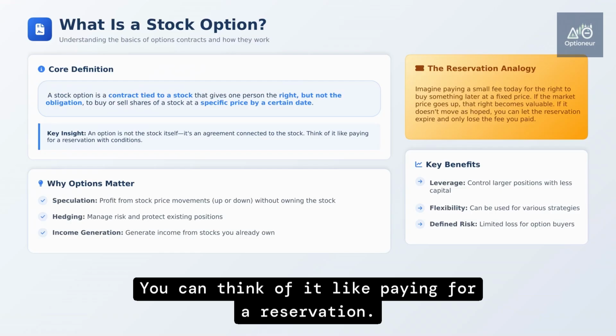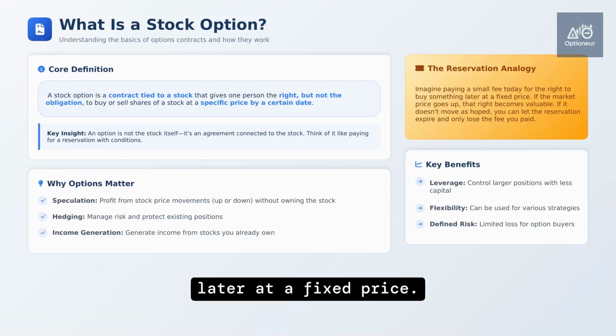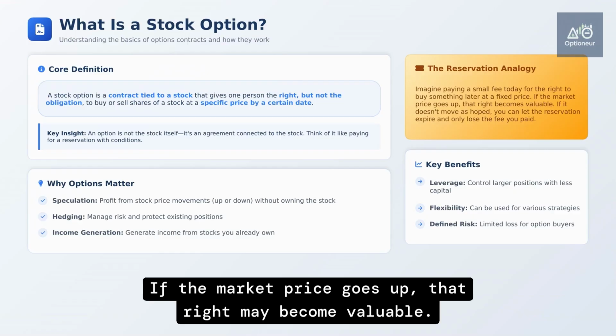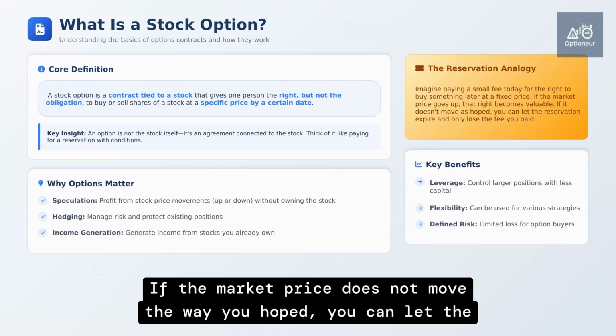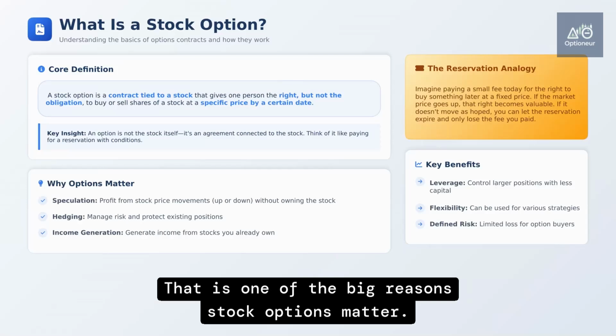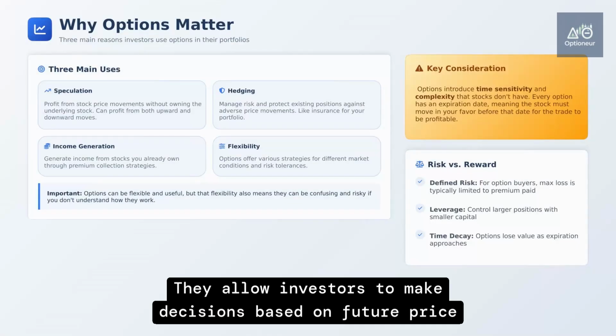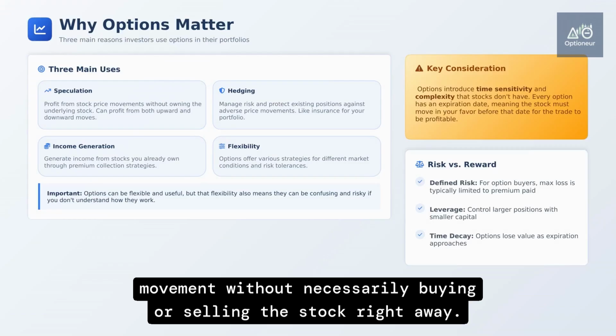You can think of it like paying for a reservation. Imagine you pay a small fee today for the right to buy something later at a fixed price. If the market price goes up, that right may become valuable. If the market price does not move the way you hoped, you can let the reservation expire and only lose the fee you paid. That is one of the big reasons stock options matter. They allow investors to make decisions based on future price movement without necessarily buying or selling the stock right away.